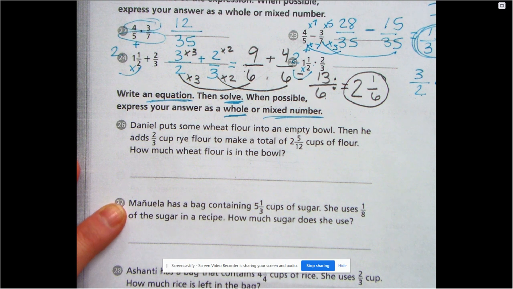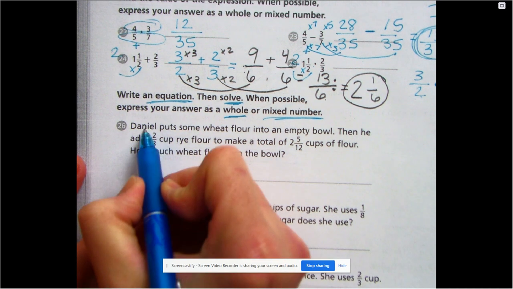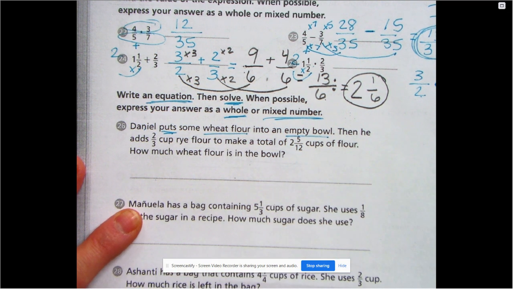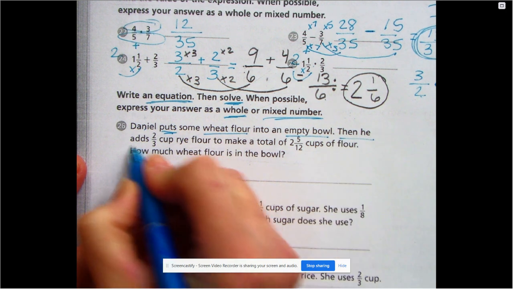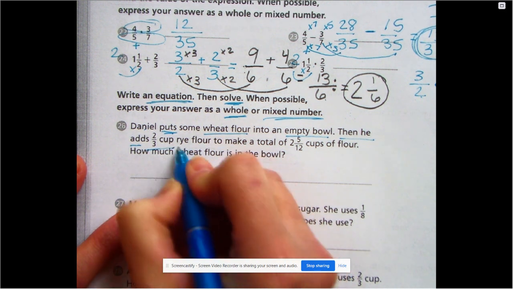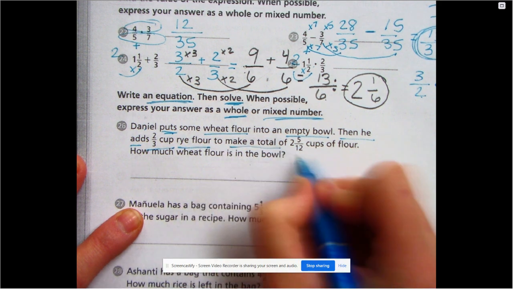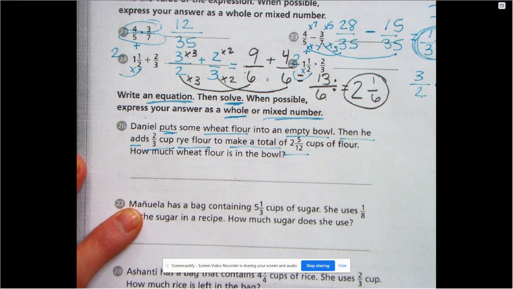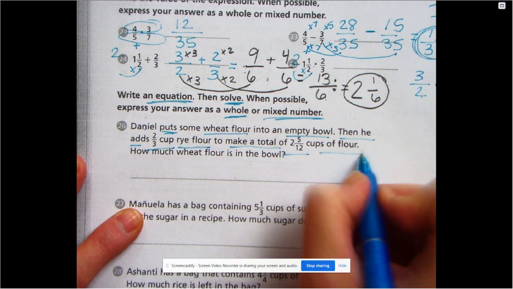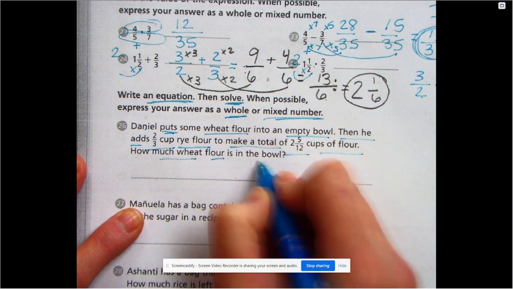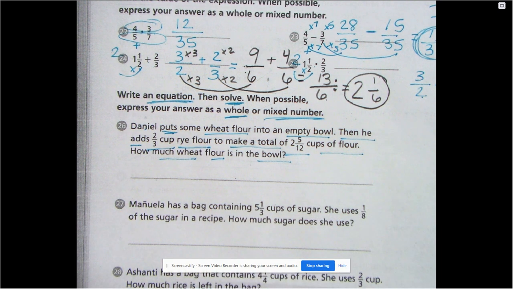So let's read these together. Daniel puts some wheat flour into an empty bowl. So I'm visualizing this. Then he adds 2/3 cup of rye flour to make a total of 2 and 5/12 cups of flour. How much wheat flour is in the bowl?